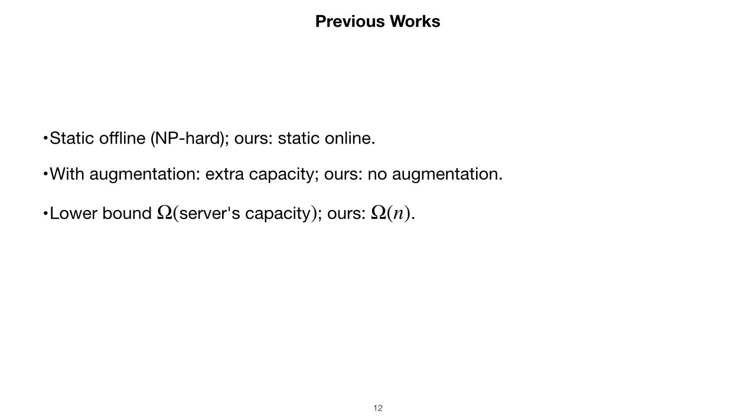Also, a lower bound existed before our work, but the lower bound was concerned with the special case of two servers and is linear in the server's capacity. Our lower bound, on the other hand, works with any number of servers and is linear in the number of nodes.